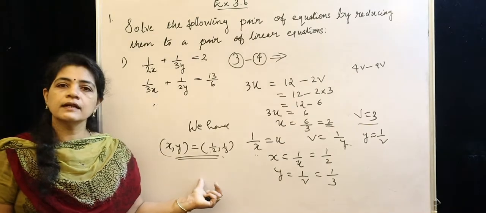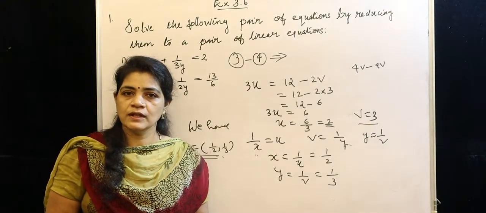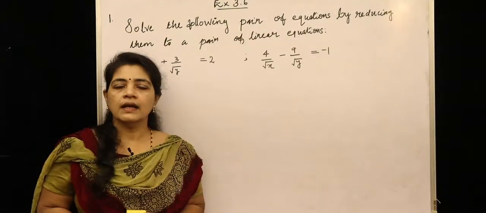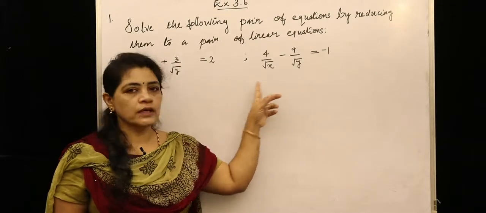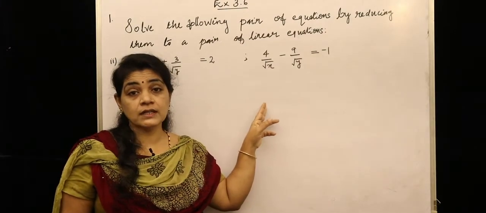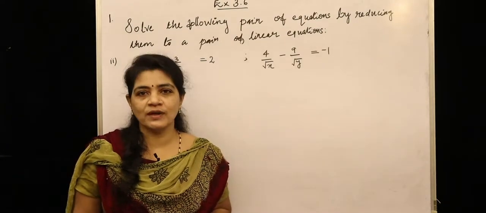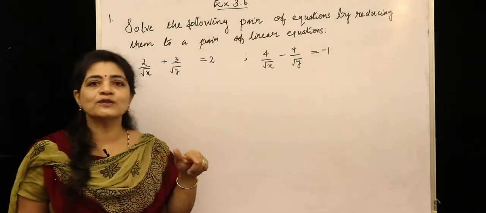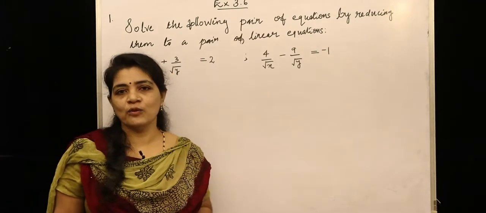Okay, this is clear, children. This is all about the first problem. Now we are moving to the second question. Here also you can see two equations, a pair of equations, but this is not in the form of a pair of linear equations in two variables. Why? Because here also the variables x and y are in the denominators.